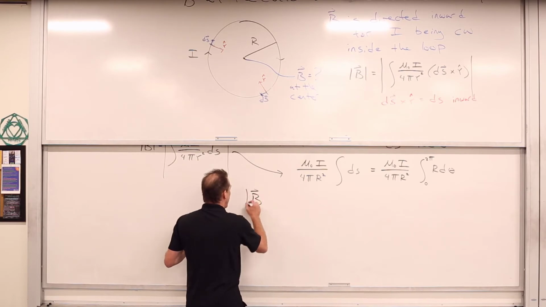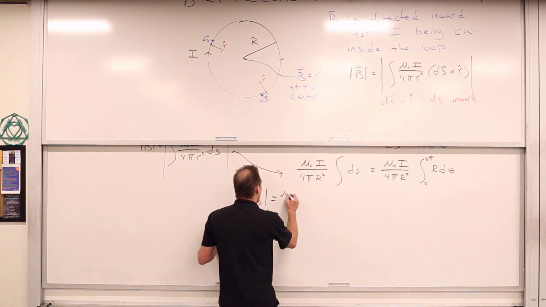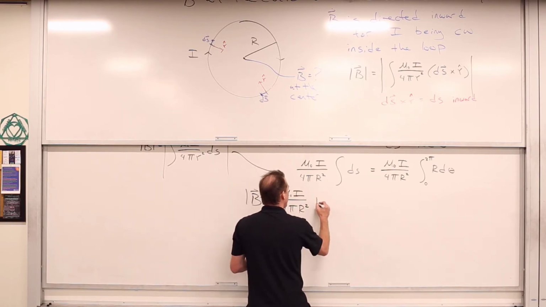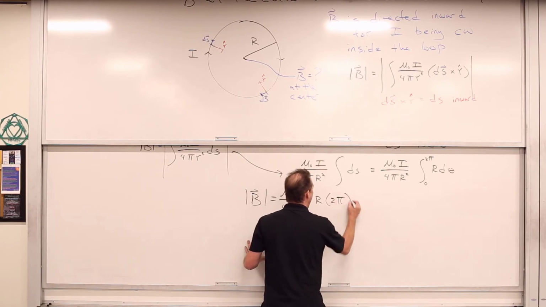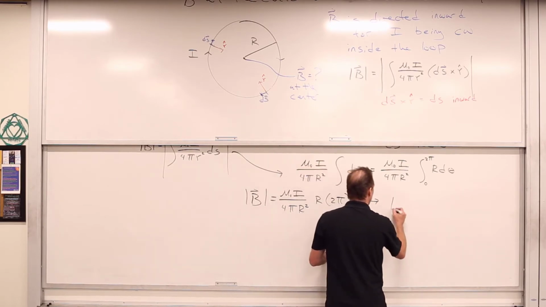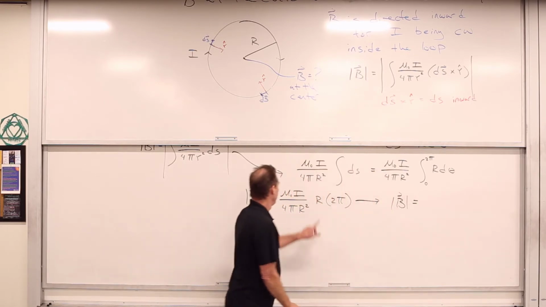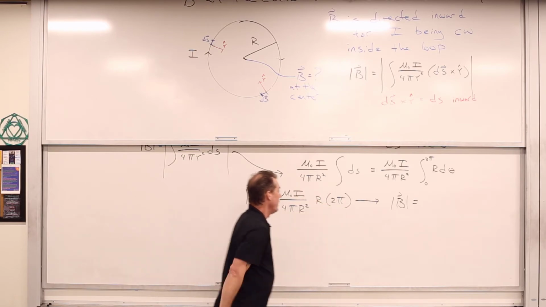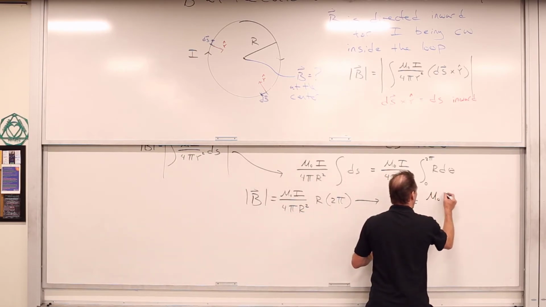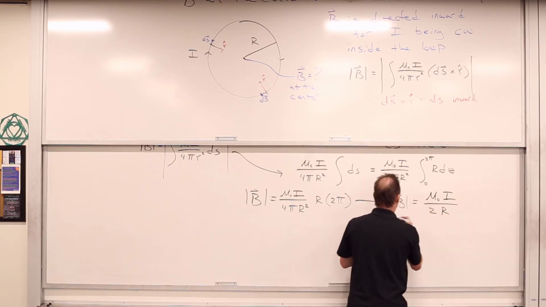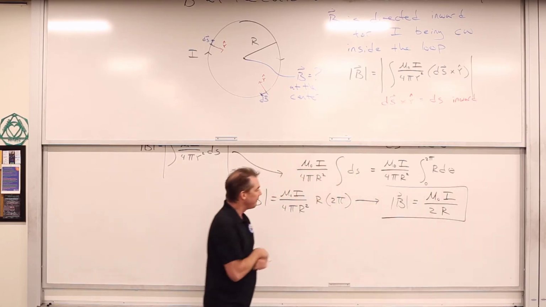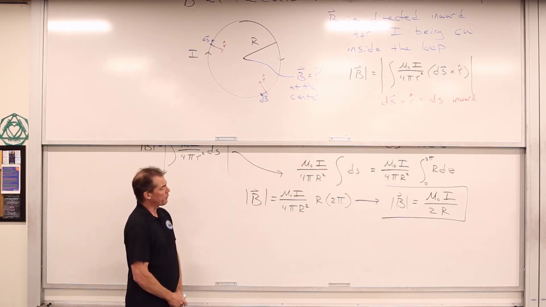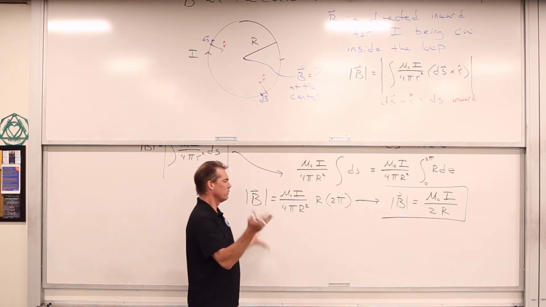And we get that the magnitude of B is going to be equal to mu 0 I over 4 pi r squared times r times 2 pi, which is then equal to the magnitude of B. The factor of r goes away, the factor of 2 goes away, and the pi goes away, which leaves us with mu 0 I over 2 r. There is the magnitude of the magnetic field at the center of a circular current loop with current I, and the loop has a radius r. Nice and simple.